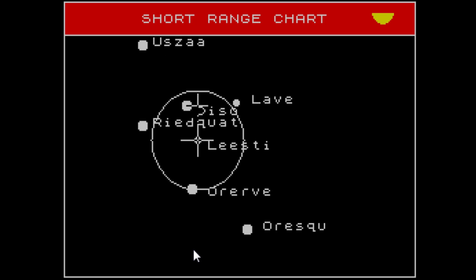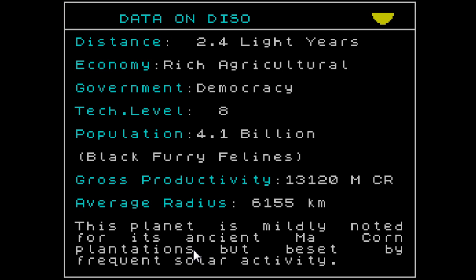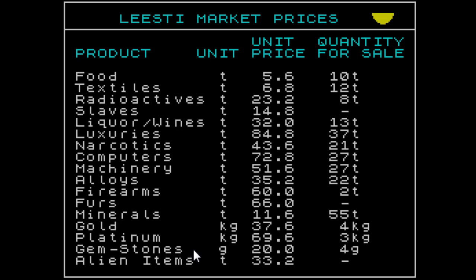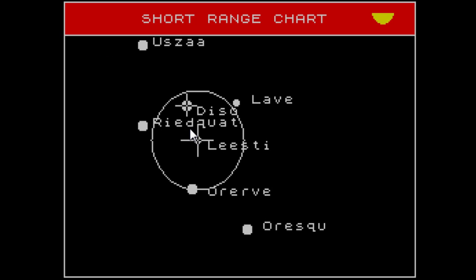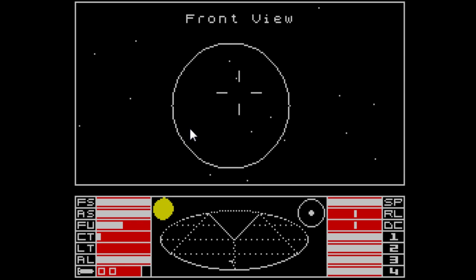Now if we were to look while we're doing this, we have enough fuel to get to Diso if we wanted. And so you see here on this rich industrial planet, computers are quite cheap, machinery a bit more expensive, and we'd be able to sell food at a reasonable price. We could have made a profit off the liquor and wines. I don't actually have any stuff on me now because I died and reloaded, just to show you a few bits and pieces.